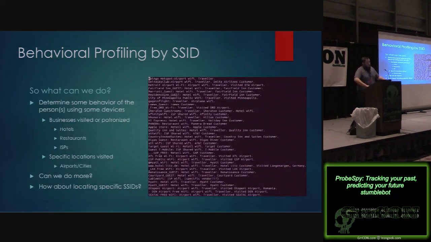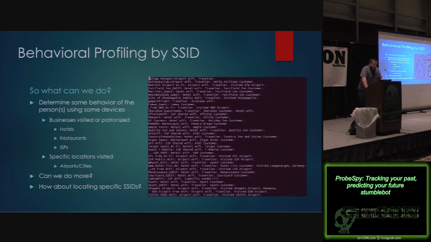So, given all that, what can we do? We can determine some behavior of the persons. I say persons because it's plausible that more than one person might be using a specific device, for some of the devices. So we can determine businesses visited or patronized. Sometimes you can determine ISPs, but that's kind of a fuzzy indicator just because lots of ISP guest Wi-Fi access points are available for free to everyone, at least for a limited period of time. And also you might be able to determine stuff like cities that the person has been to, or airports or whatever else.